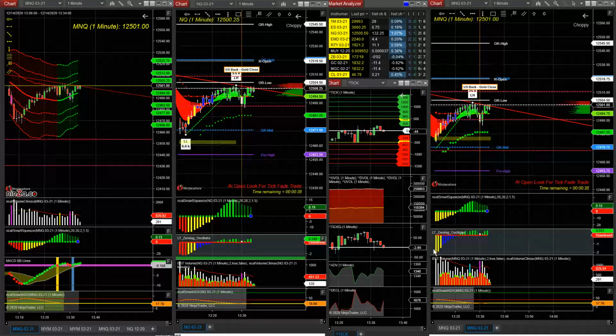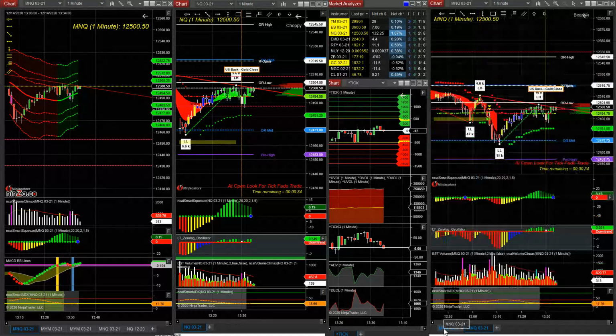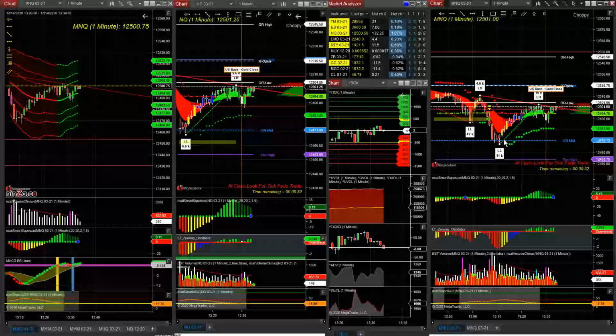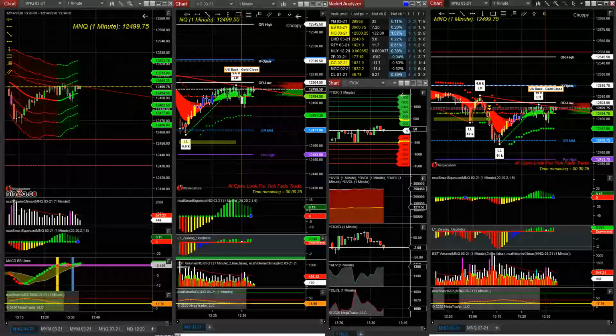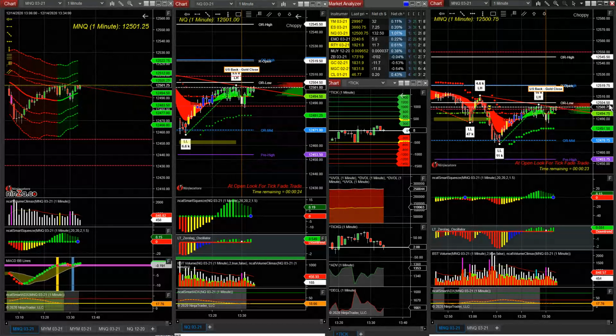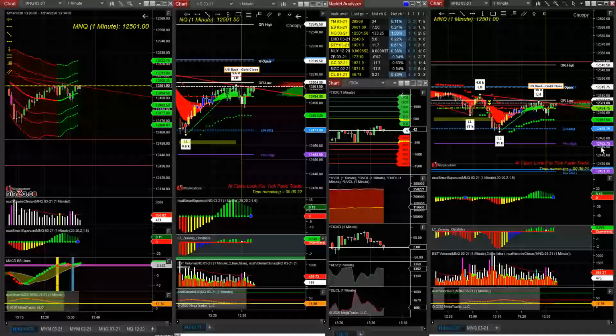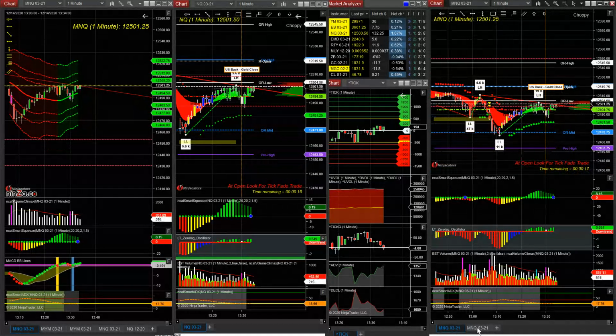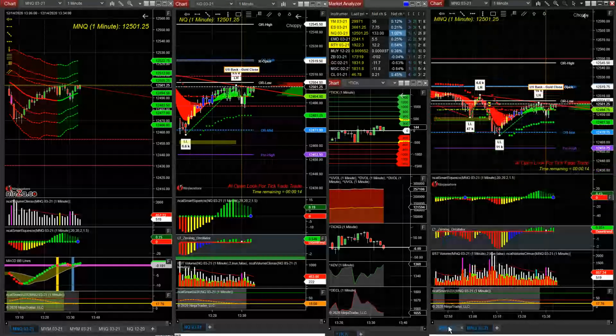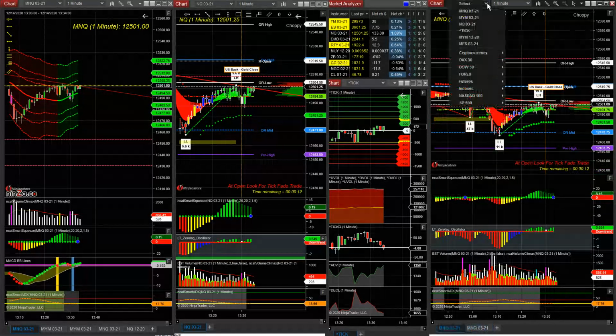So let's see what YM is doing. YM pop up here, come back here. So YM did break below. I don't know. That's NQ. YM. Oh, they're both in Q. Switch this to YM.